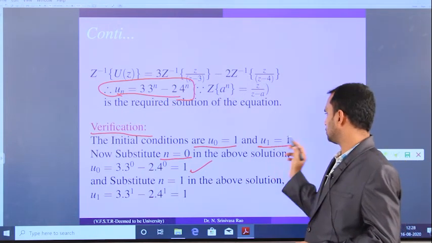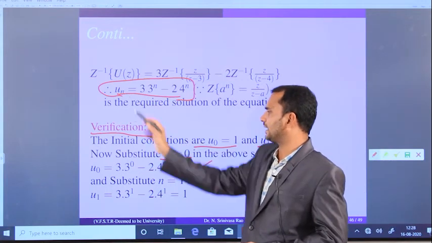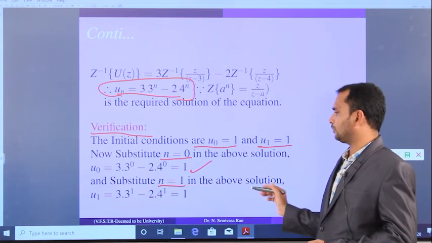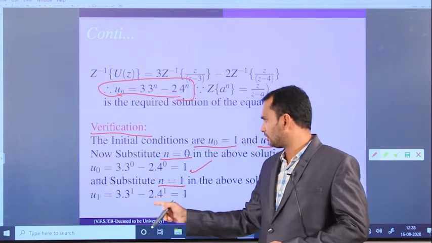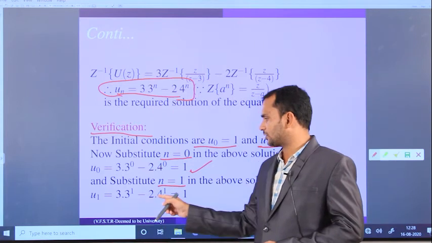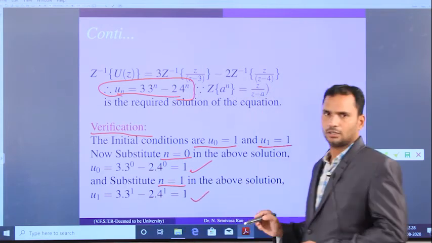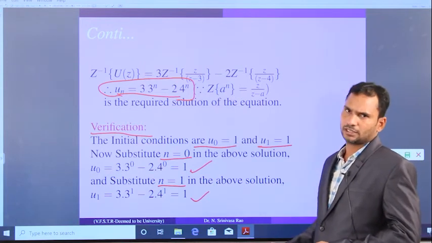Now we have to check whether u1 equals 1 or not. For finding u1, substitute n equal to 1. Then u1 equals 3 into 3 power 1 minus 2 into 4 power 1. So 3 into 3 is 9, minus 2 into 4 is 8, 9 minus 8 is 1. This way you have to check whether we got the correct solution or not.